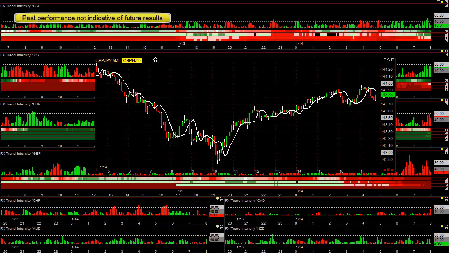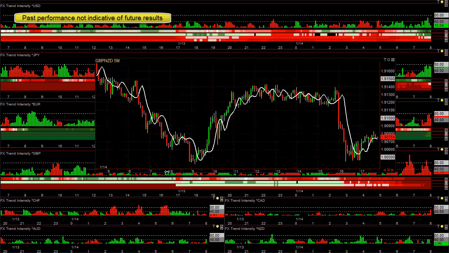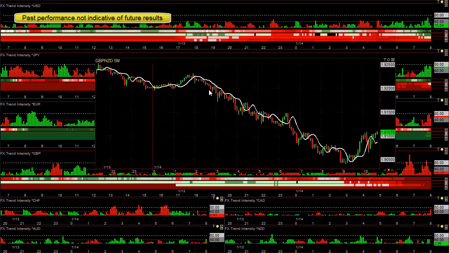Pound New Zealand also was a good one to be looking for sells earlier. And you can see it's just down, down, down, down. The first sell when it breaks the low here. This is a decent pullback, short right here.